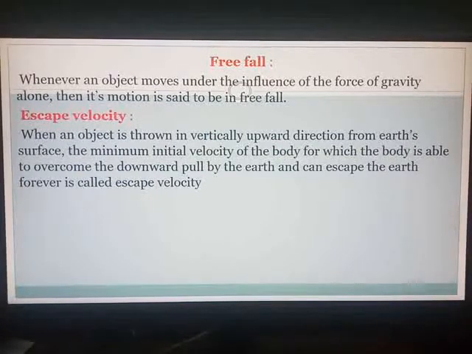But then we had seen that at a point the body is able to overcome the downward pull by the earth. Whenever anything is thrown in the upward direction, you know that after reaching a certain height, it comes back due to the downward pull of the earth. But in some cases, like for a spacecraft, all the conditions are such that the spacecraft should escape the earth's surface. So that initial velocity is known as escape velocity. So here we have completed the revision of main concepts for chapter number 1.